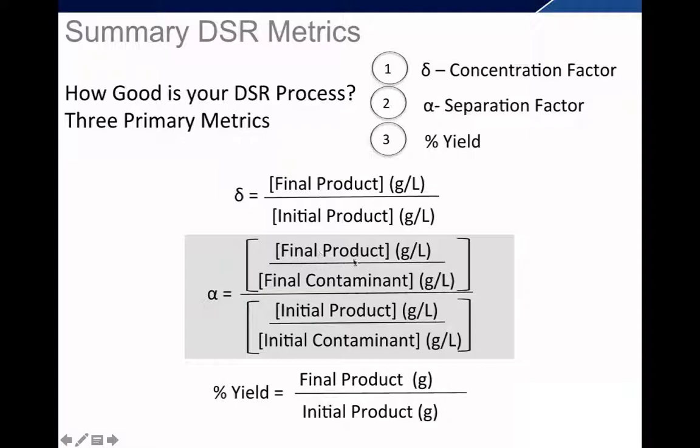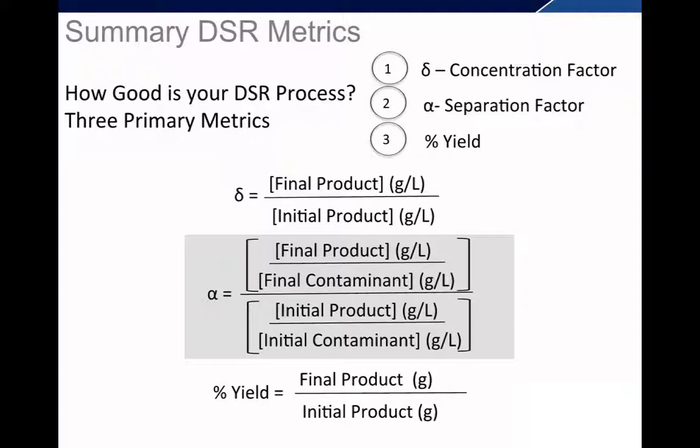The alpha or separation factor is pretty much the same thing, except it's considering a particular contaminant. So it's the ratio of the final product concentration to the final contaminant concentration over the initial product concentration over the initial contaminant concentration, right? So this is the ratio of product to contaminant at the end of the process over the ratio of the product to contaminant at the beginning of the process. And this would be specific for each contaminant that's important. So each byproduct would have its own alpha. So for example, you may find one particular step in your downstream process, or one unit operation, which is a step in a downstream process, is designed to have a high alpha for a particular type of contaminant, maybe a contaminant that has a chemical difference from your product.